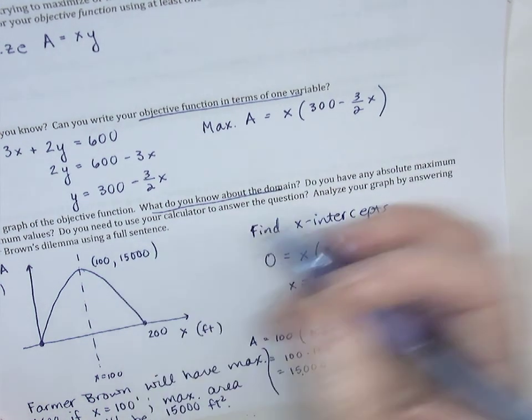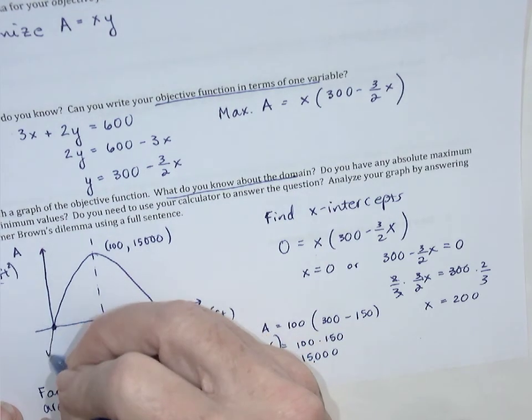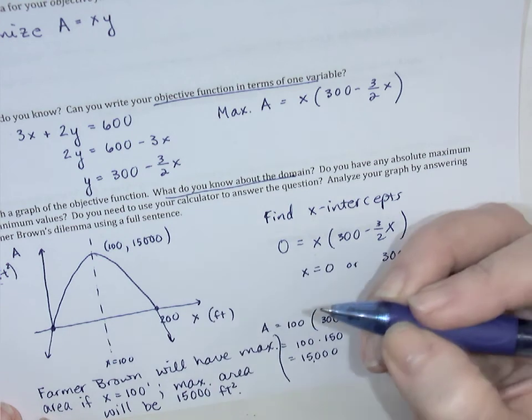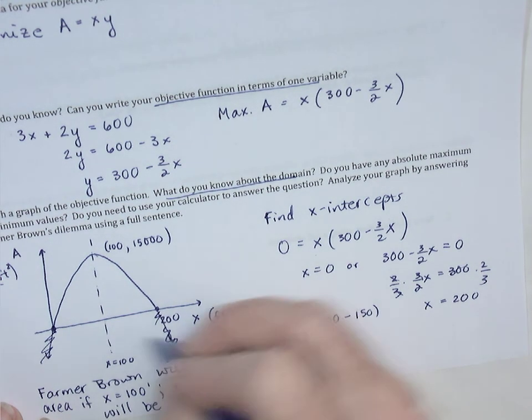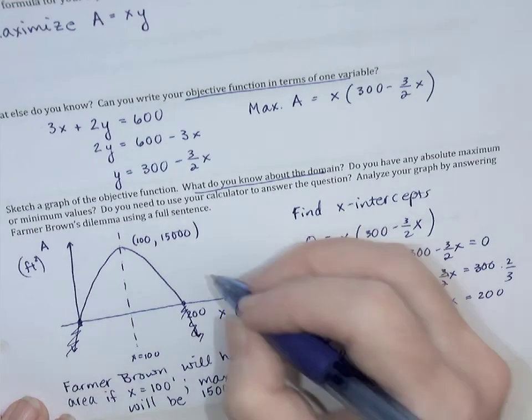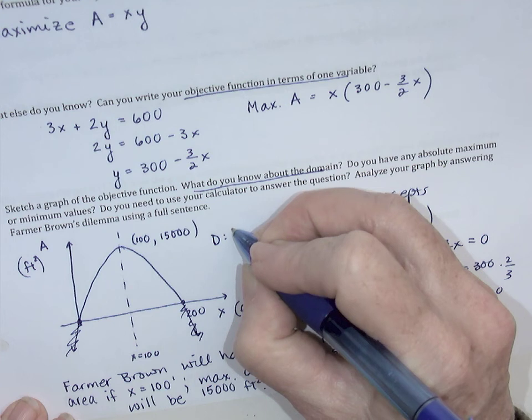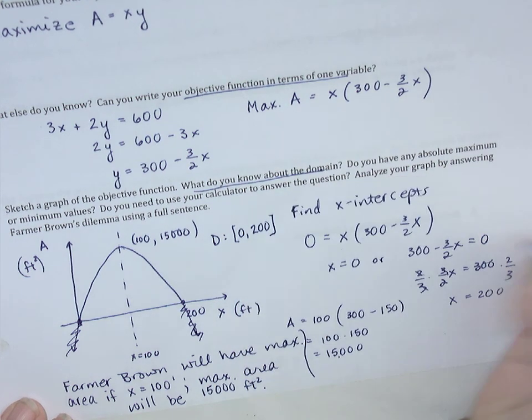The domain here, if this was just a regular parabola that you were graphing, a regular parabola usually goes on and on and on, but we don't have any use for that because we're never going to have negative area. So for this, our domain is just going to go from 0 to 200.